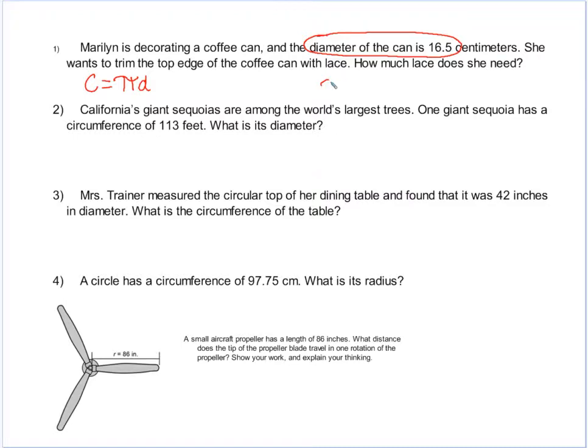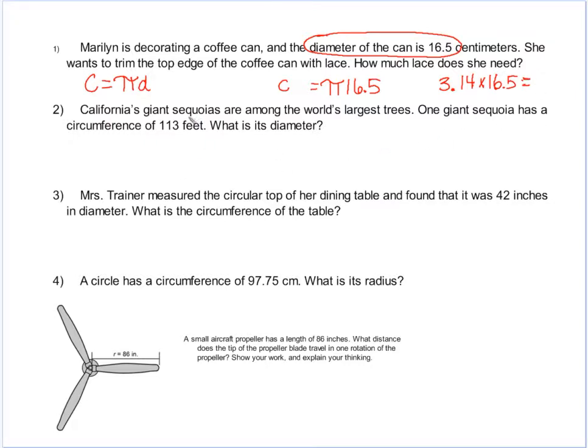So pi times 16.5, and I believe we are using 3.14 as noted in the classroom. So 3.14 times 16.5 gives me my circumference. So go ahead, you can do that.